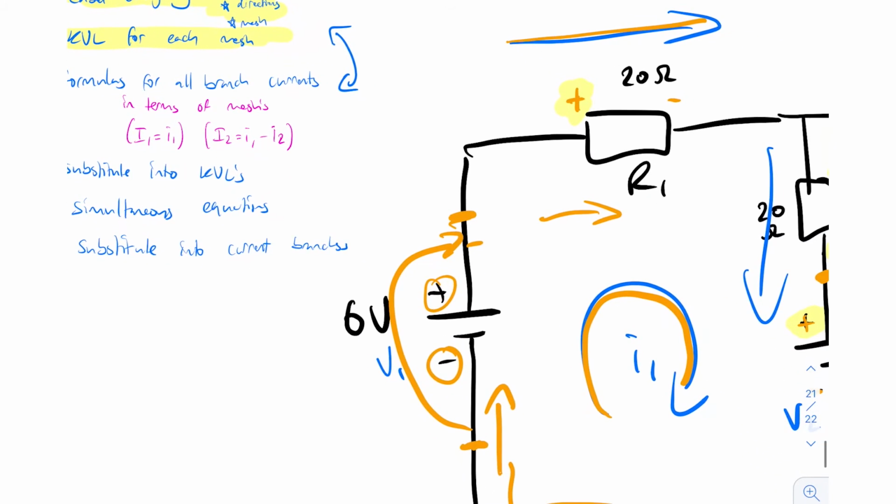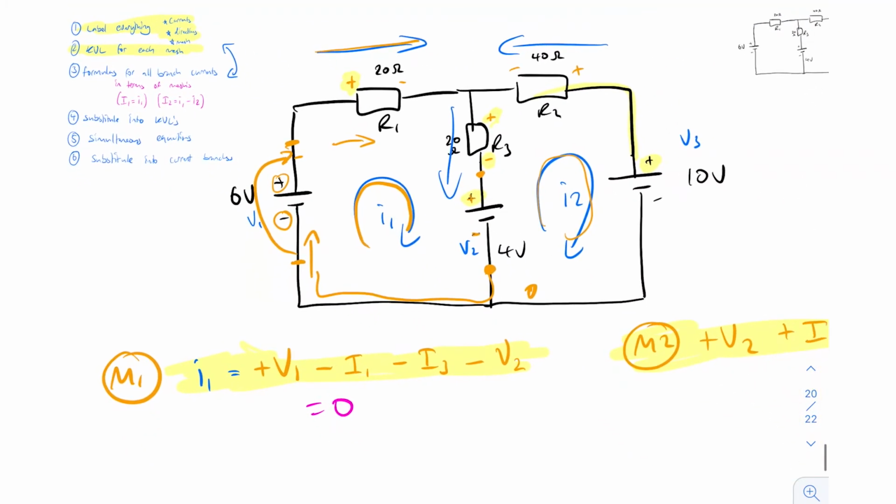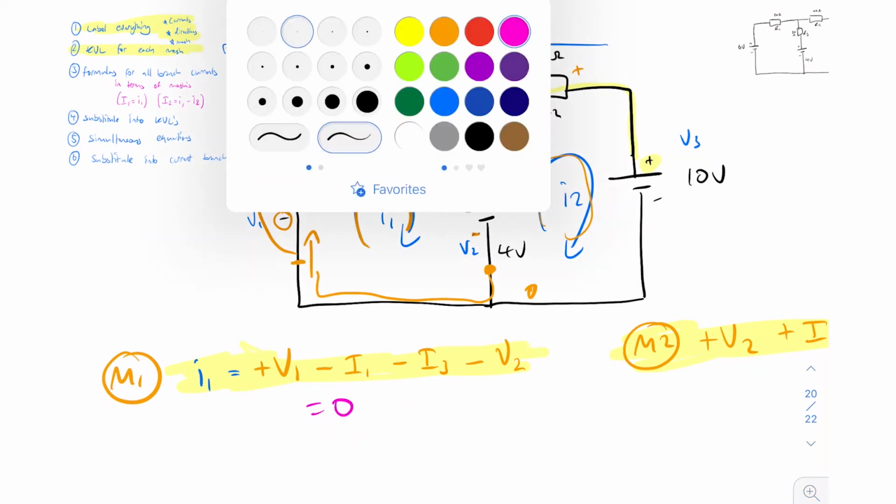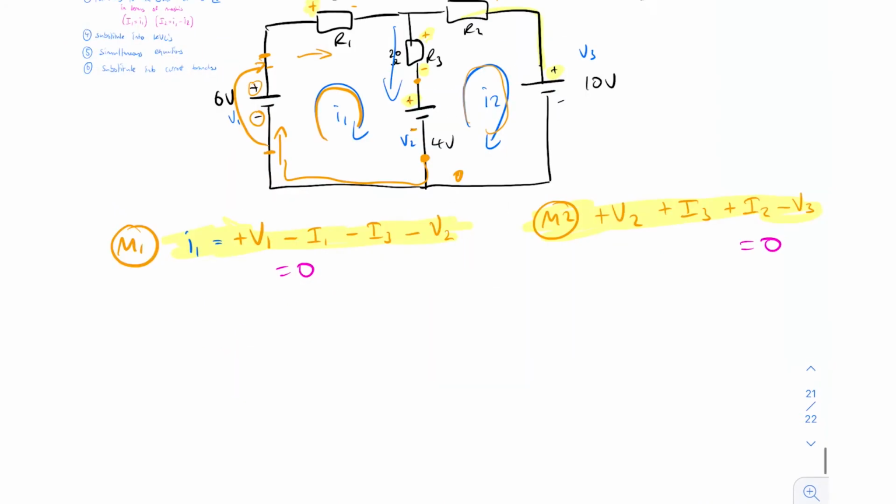Now we're going to do the formula for the branch currents for each resistor R1, R2, and R3. So we're going to find out what I1 is, what I2 is, and what I3 is, in terms of the meshes. The reason we're going to do that is because once we find out what these are, we're then going to substitute them into here, right?